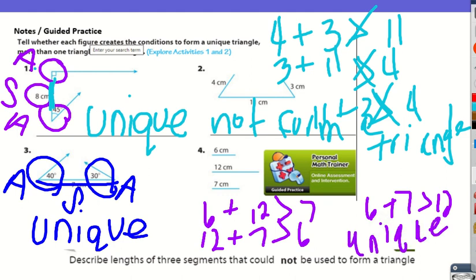Pretty easy, right? Okay, and then looking at examples 2 and 4 that Ms. Talati just did, the last question says, describe the lengths of 3 segments that could not be used to form a triangle. So some examples, we could do 5, 5, and 100 if we wanted to. So no matter which side you add together, they never add up to be longer than the other side. So 5 and 5 is not longer than 100, but 105 is bigger than 5.